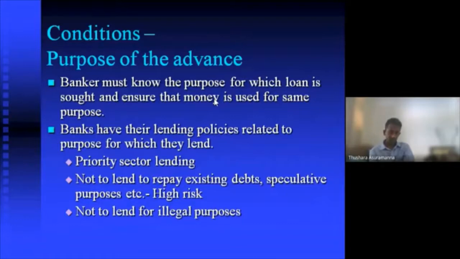Then bankers have their lending policies related to the purpose for which they lend. Because then also we need to ensure loans are being granted as per the bank's credit policy. Example, priority sector lending. The government might advise, in terms, that the bank has to put say 10% agri lending to be maintained. So it's a condition that you need to fulfill, comply with. No lending for speculative purposes, or to repay existing debts. It could be high risk because it's a kind of condition put forward by, or agreed upon by, the bank.